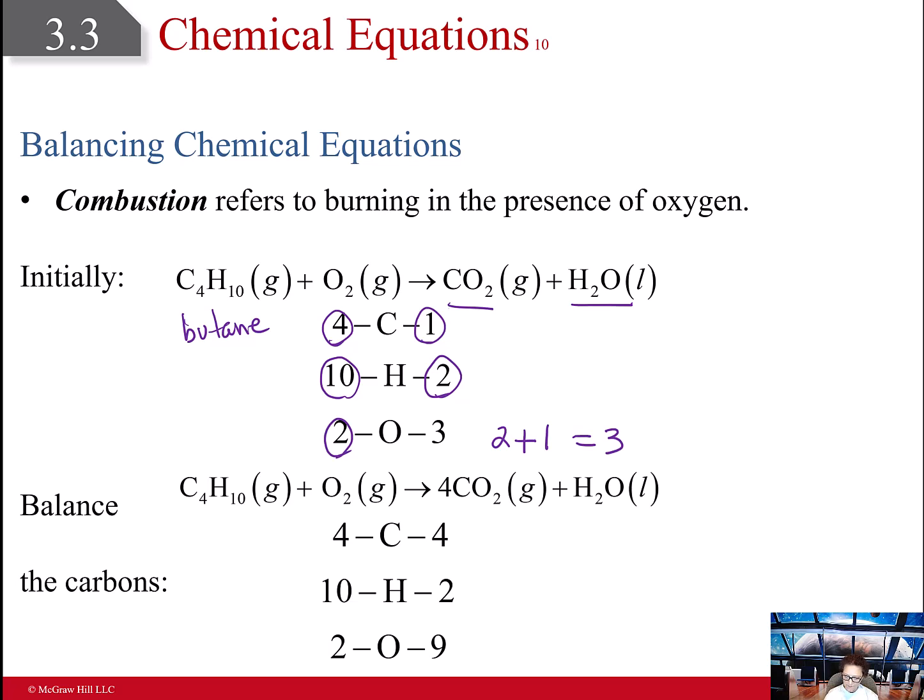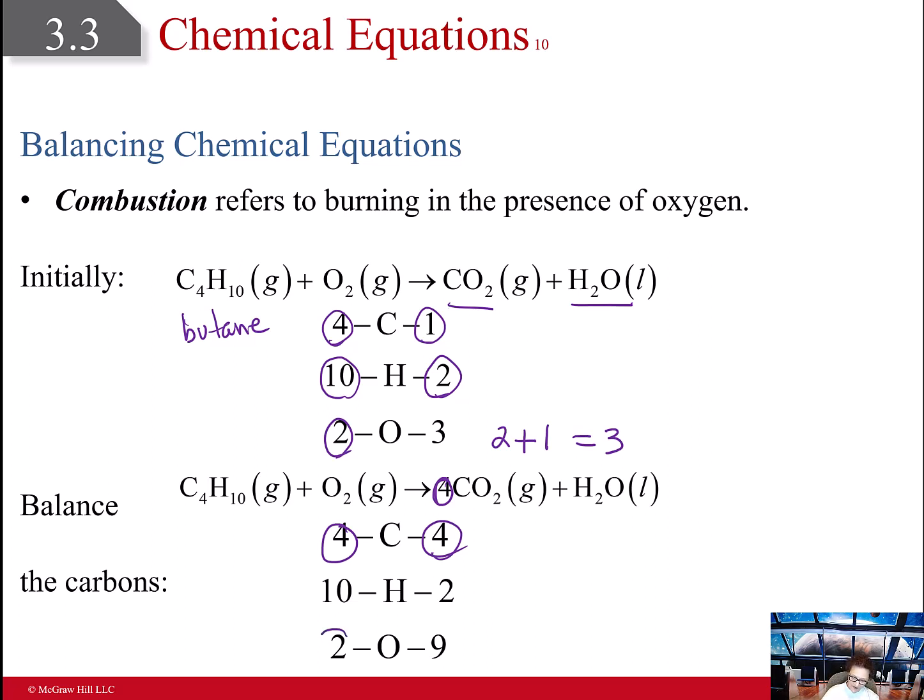So the first thing I'm going to do is, I've got carbon, hydrogen, and oxygen. So the rule is I'm going to balance the things that aren't hydrogen and oxygen. So I'm going to balance the carbon first. I have 4 on this side and I need 4 on that side. So in order to do that, I'm going to have to multiply carbon dioxide by 4. Now that does give me 4 carbons, but it's also going to change the number of oxygens, okay?